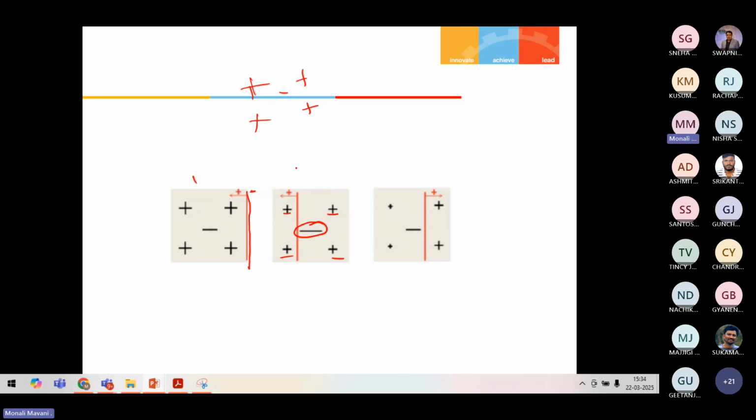This is the first iteration. In the second iteration, more weightage will be given to the misclassified points, so we will come up with this decision boundary. Left is plus, right is minus. In this case, the weights of the correctly classified points will be reduced. This is also correctly classified, so that weight is reduced.